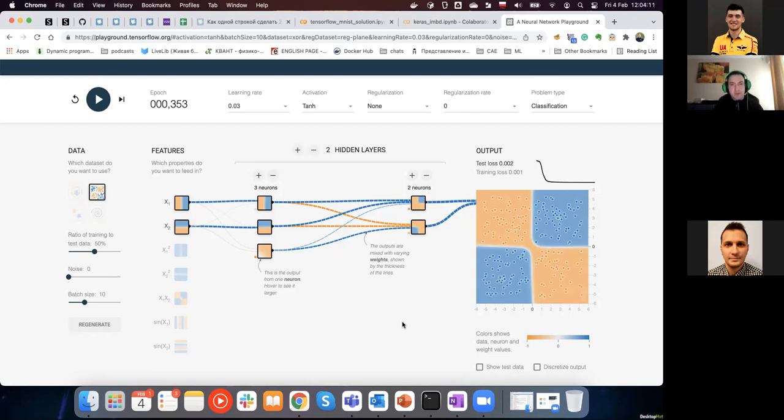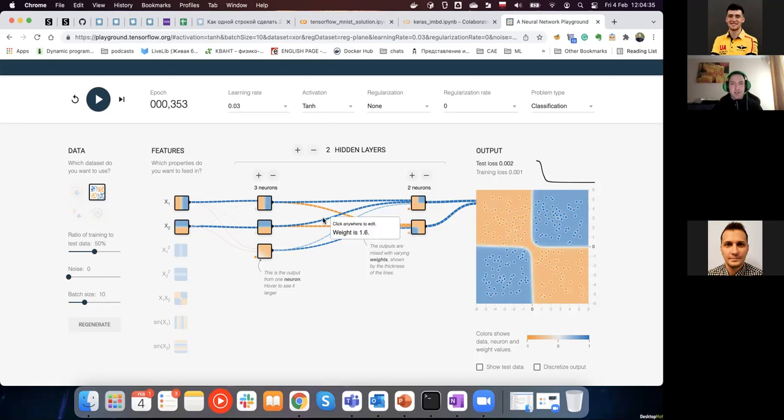At this very moment, what we need to understand is that by adding additional degrees of freedom to a neural network, we could make it more complex, and it will be possible for the neural network to catch very thin dependencies between the data.